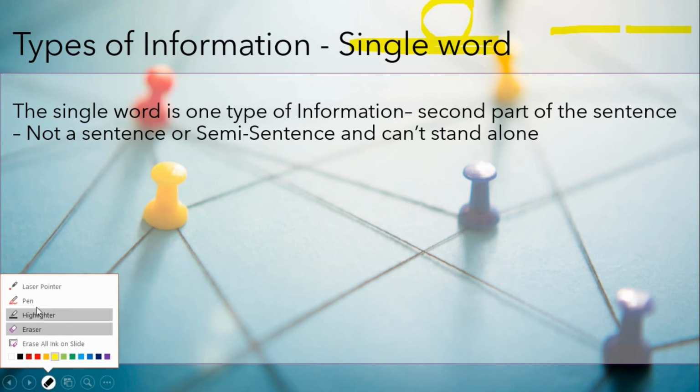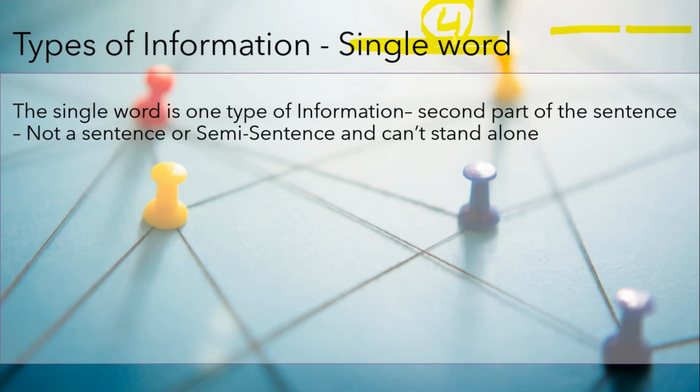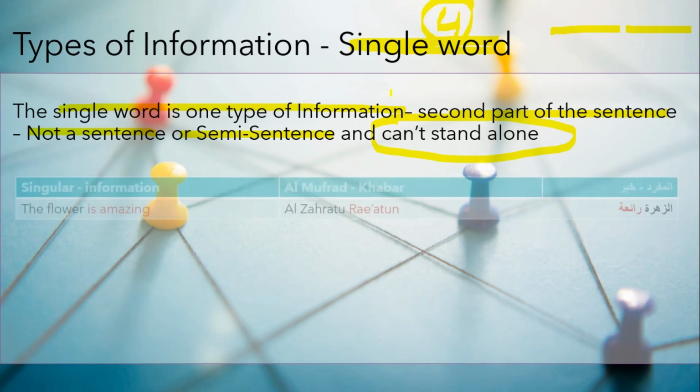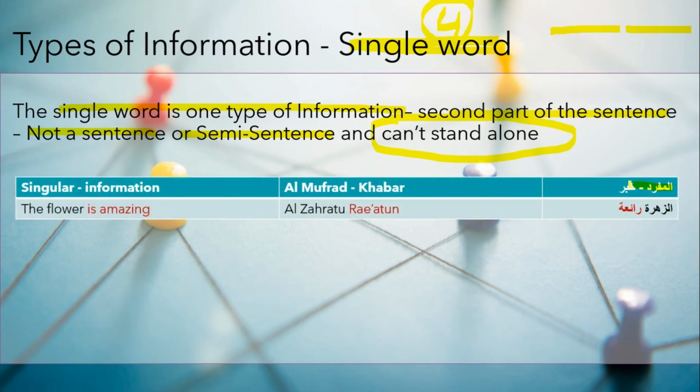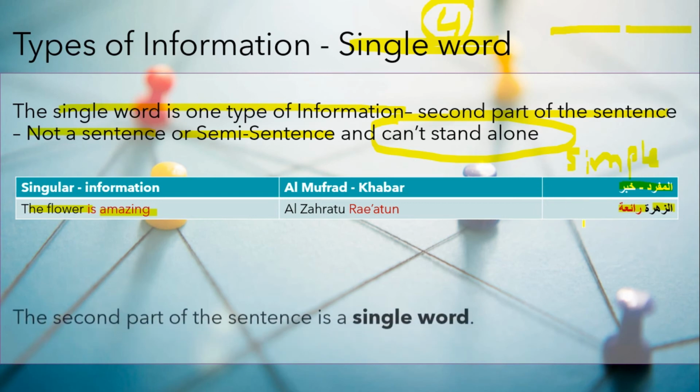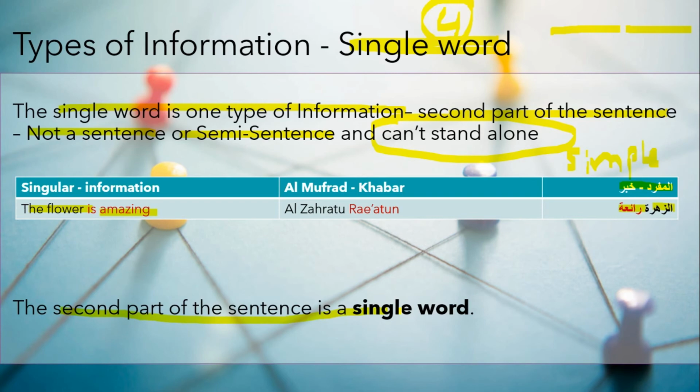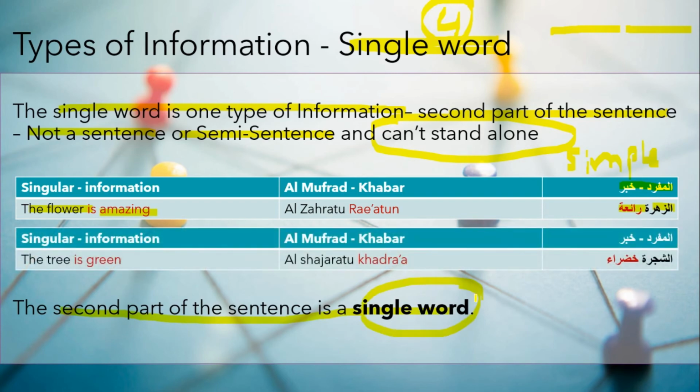So a single word is one type of information, the second part of the sentence, not a sentence, not a semi-sentence, and it can't stand alone. As you can see here, I'm just focusing on the phrase can't stand alone, because it's just a type of information. It's information, but there's something called al-mubtada, which is what everything is built on. As you can see here, الزهرة رائعة, the flower is amazing. It's something simple. I use only one word to be expressed in this sentence, رائعة. It's a single word. The second part consists only of a single word.